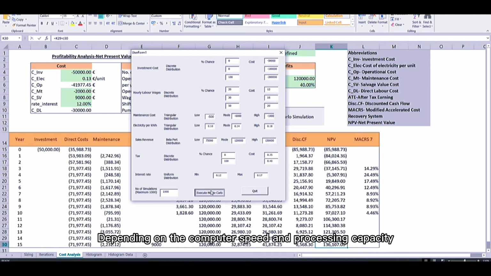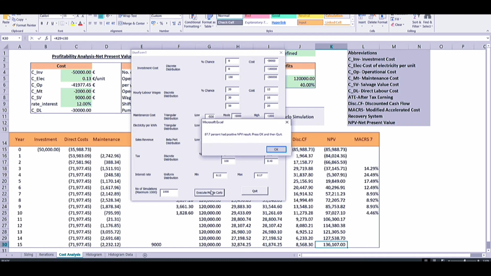Depending on the computer speed and processing capacity, the Monte Carlo simulation will take 240 to 300 seconds. For this particular scenario, we have received 87% positive NPV result. Press OK.